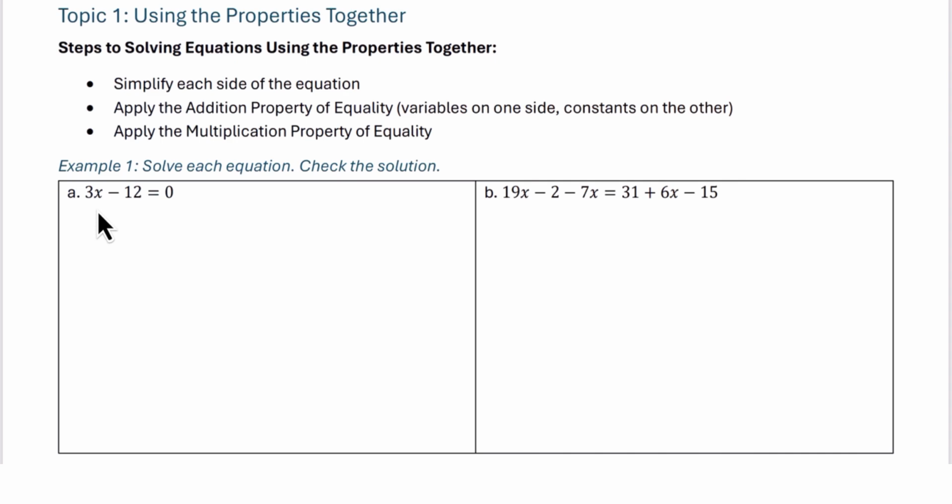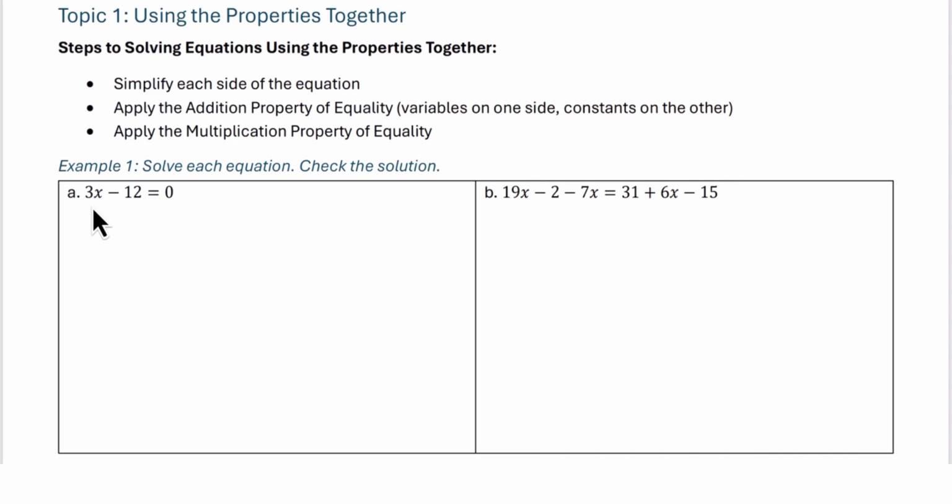In this first example, notice that the left side has already been simplified. There's no like terms, there's no parentheses. Same thing on the right side, so it's already simplified. Next, we want to move all variables to one side of the equal sign. And notice that is done as well. The left side contains a variable, the right side does not.